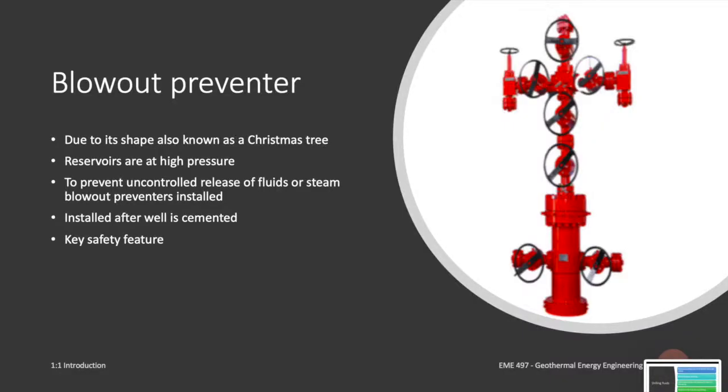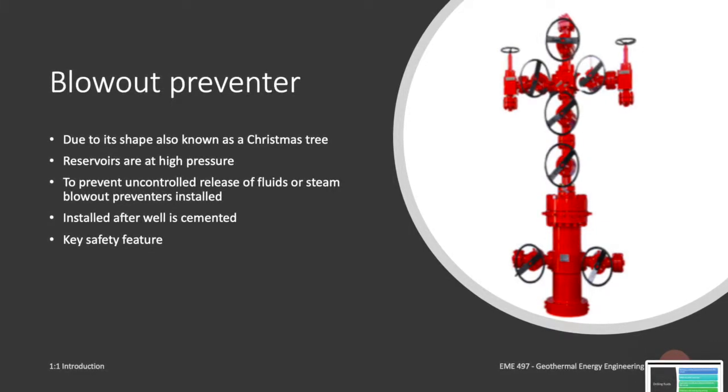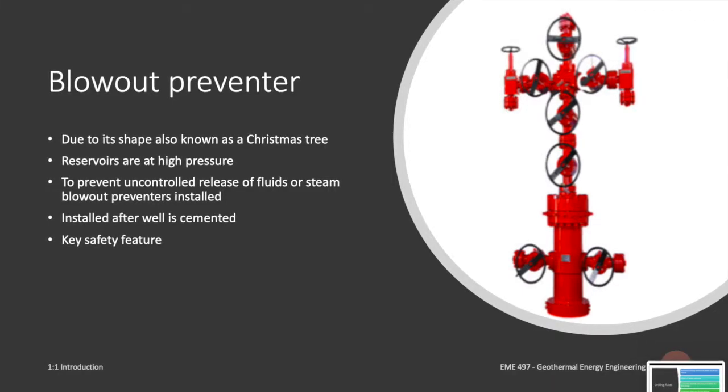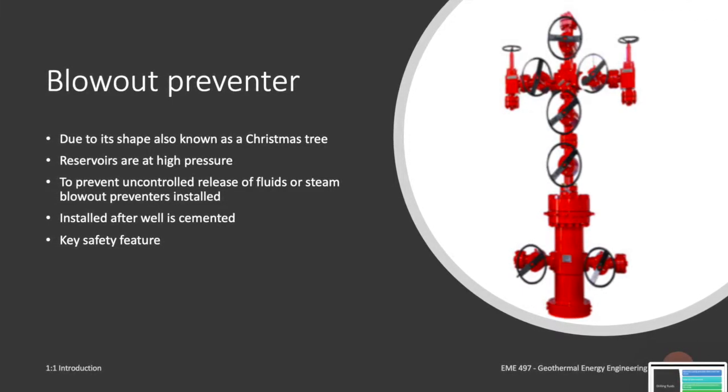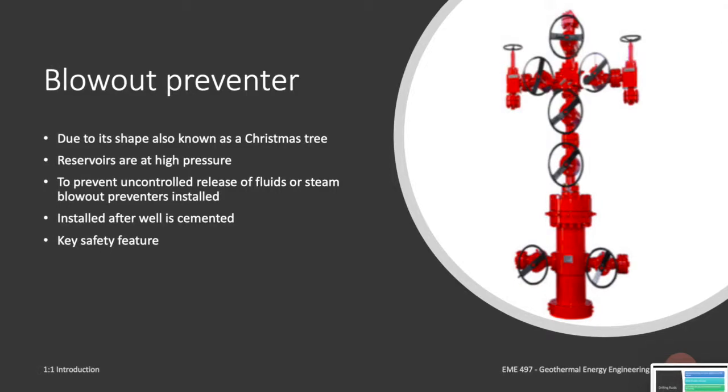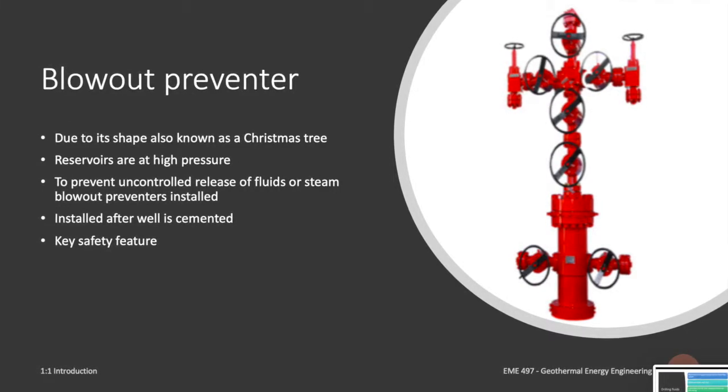We're now going to look at another safety feature. However, this safety feature is above ground, unlike the other subsurface ones we've looked at before. This is a really crucial one, and it's known as a blowout preventer. Due to its shape, it is also known as a Christmas tree.